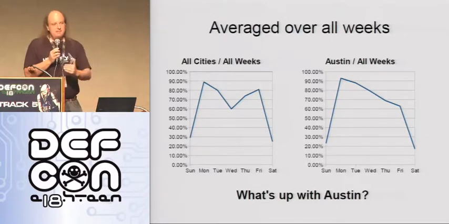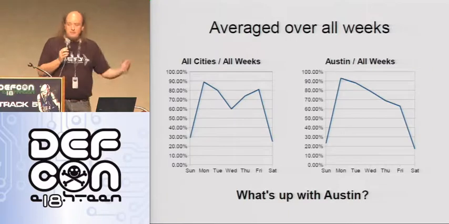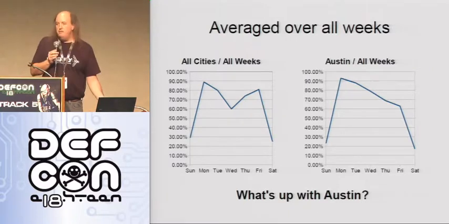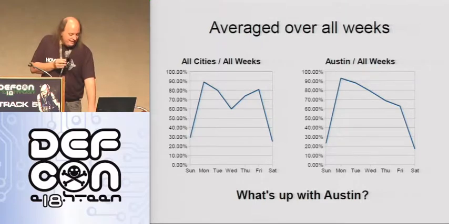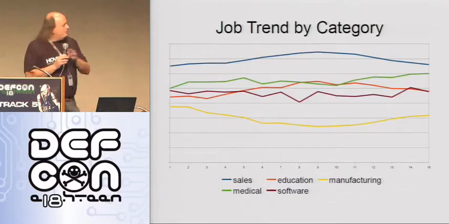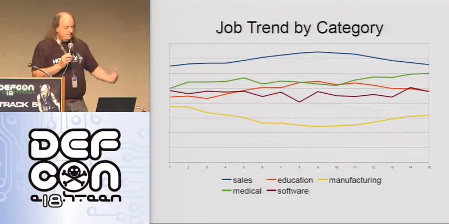And Austin just has this steady decline through the week. And I don't know there's anything useful to be taken out of that other than Austin's kind of weird. But maybe someone's from there, they can explain it to me. So, moving on, looking at some other things.